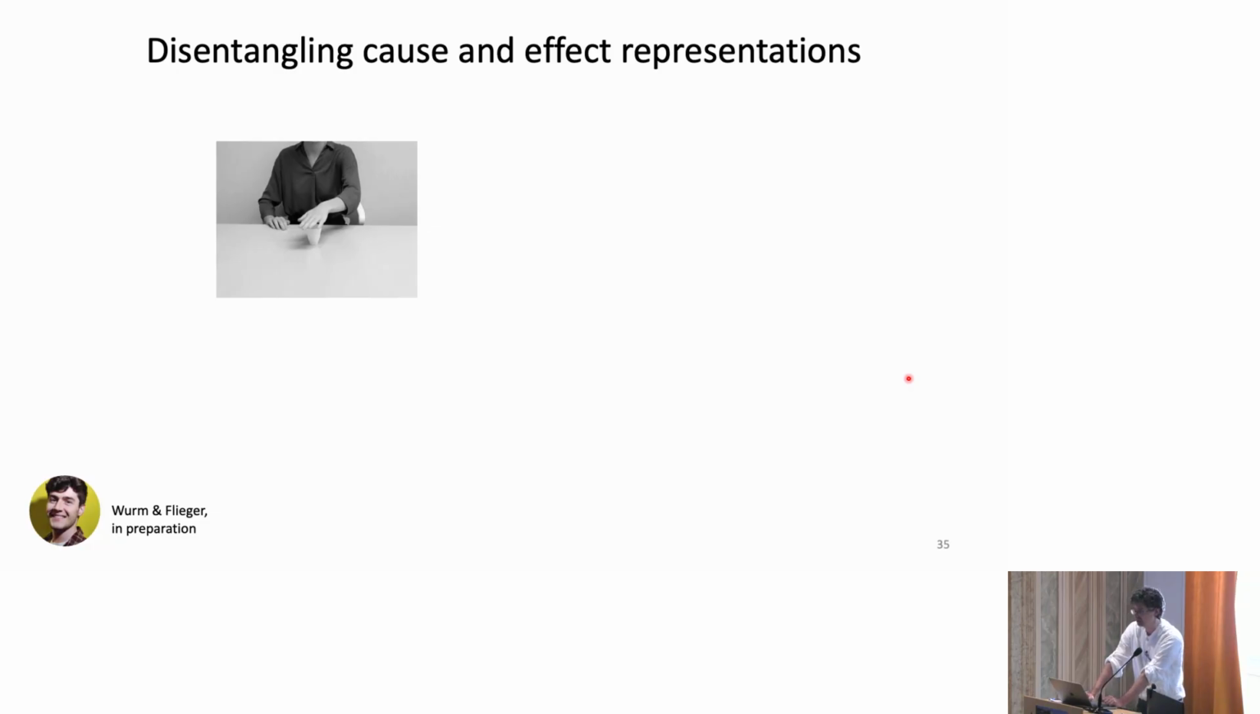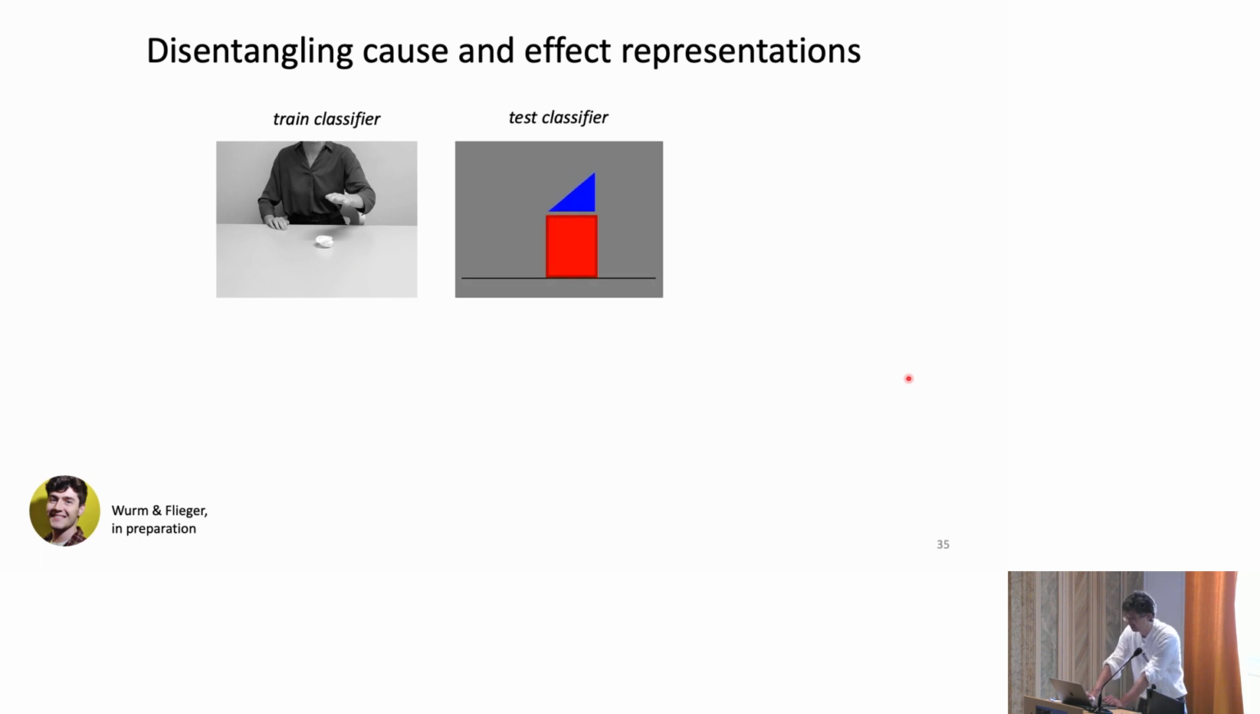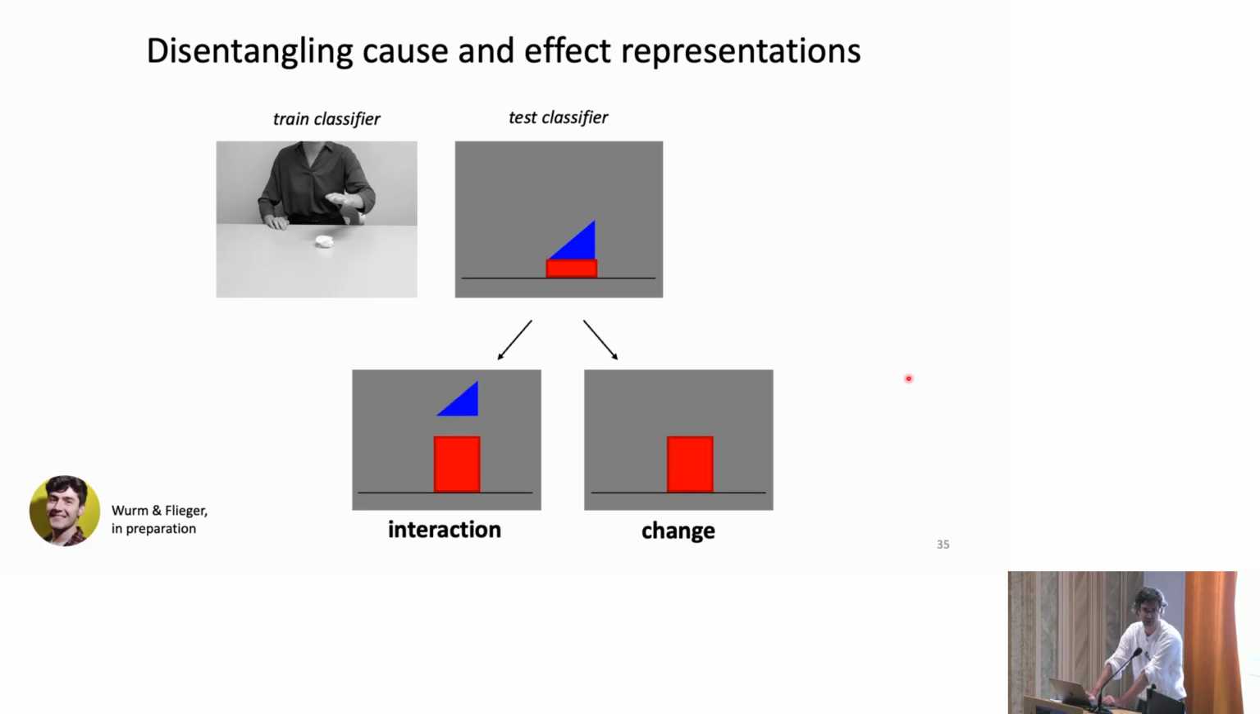So we designed another experiment in which we again used actions, for example, squashing a plastic cup, for training the classifier, and structurally matched animations for testing the classifier, like this triangle compressing a rectangle. Now, importantly, we also created two additional animations. In these animations, we either showed only the first half of the animation, namely the interaction, without any effect on the object, or animations that showed only the object change in isolation without the triangle that induces this change.